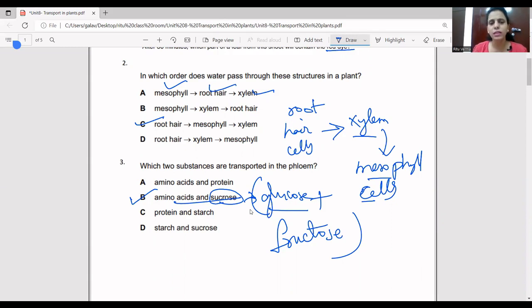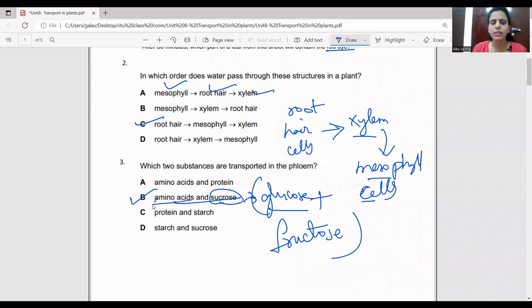And these sieve tube elements are living cells. Inside them they have cell sap, and in cell sap many reactions are already going on. So this glucose might take part in any of the metabolic reactions taking place in the cytoplasm, or it might get dissolved in the water easily. Hence glucose first combines with fructose, gets converted into sucrose, and then it is transported by phloem tissue to various parts of the plant.